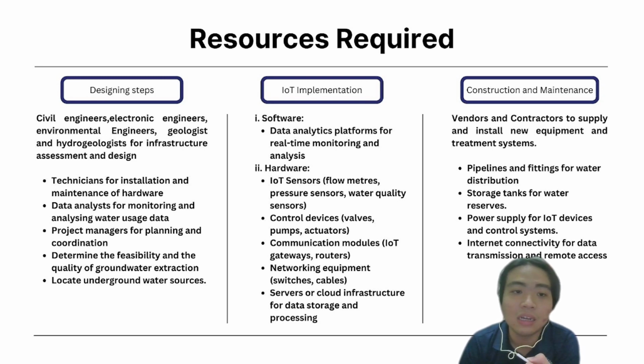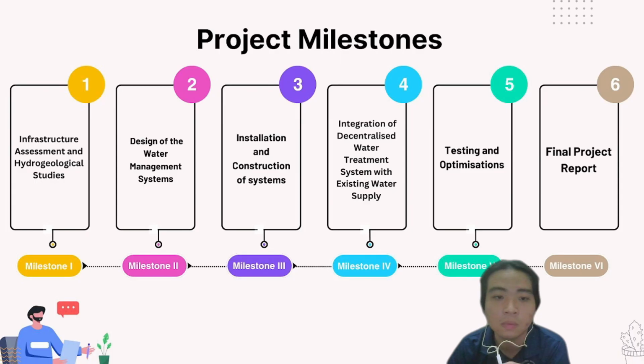Besides that, the infrastructure needed in these steps will be pipelines and fittings for water distribution, the storage tank for water reserves, the power supply for IoT devices and control systems, and also the internet connectivity for data transmission and remote access while doing maintenance and constant monitoring. So there are basically 6 milestones in our project.